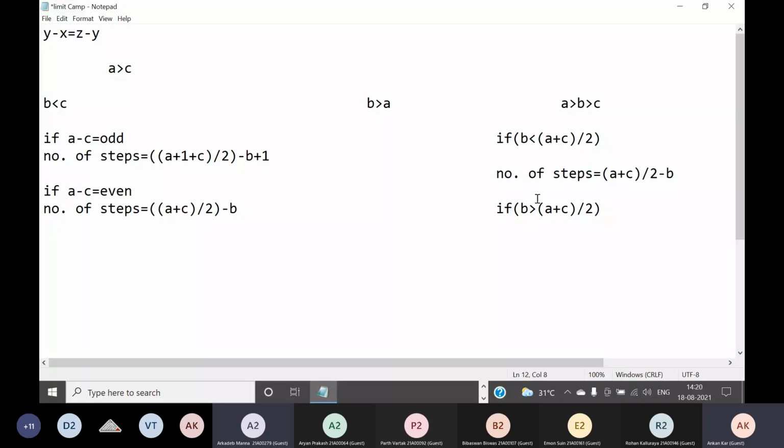It will be C minus, it will be B minus C plus B minus A. Both will be in the same line, right? B is greater than A plus C by 2. No, sorry. You are going to increase. So I think 2B minus A minus C.